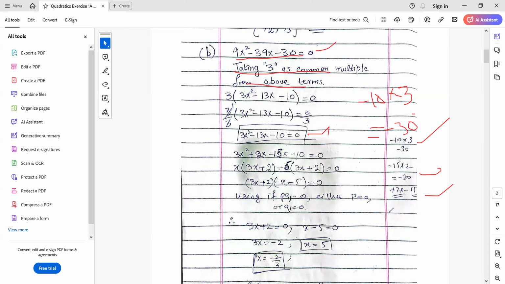Okay, so you can see here, this is the combination we can use to get our linear factors, and these linear factors are equal to 0. We will use the same technique here. If PQ equals 0, either P equals 0 or Q equals 0.